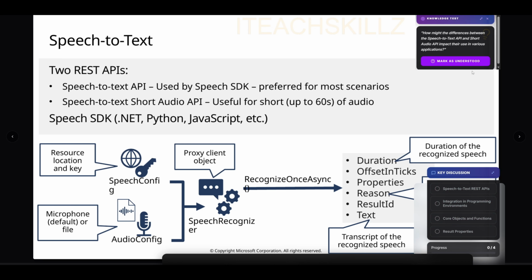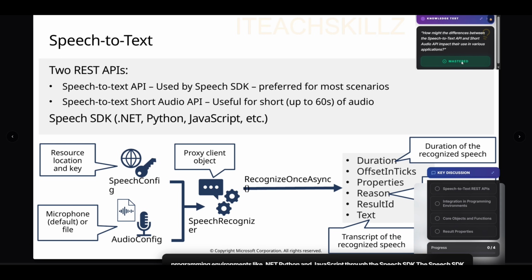Let's delve into the speech-to-text REST APIs, starting with two primary types. The main speech-to-text API is used by the Speech SDK and is preferred for most scenarios due to its robust capabilities. For short audio clips up to 60 seconds, there's a specialized speech-to-text short audio API. Now, let's explore how these are integrated into various programming environments like .NET, Python, and JavaScript through the Speech SDK.